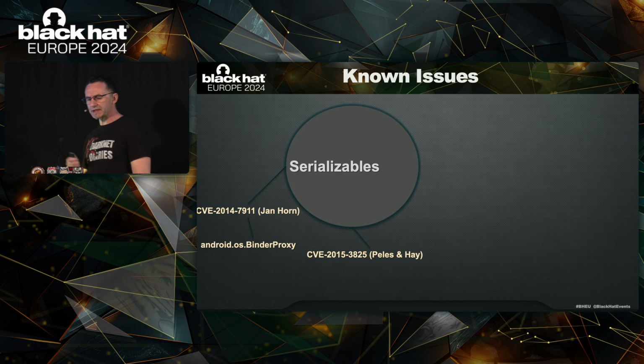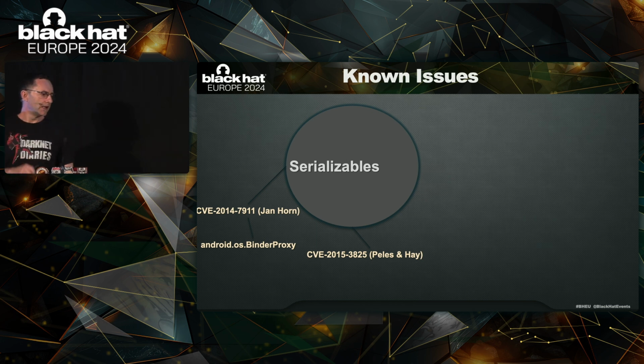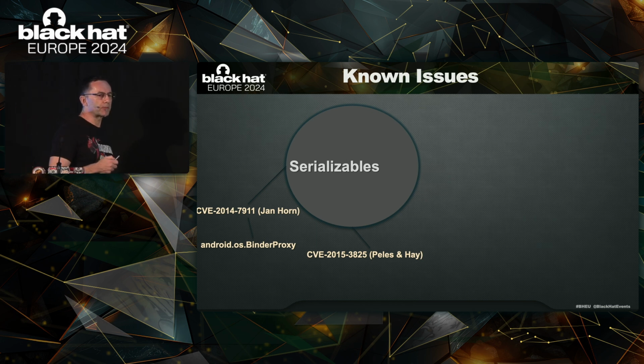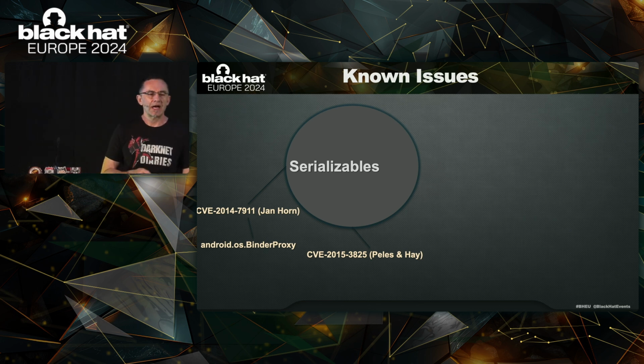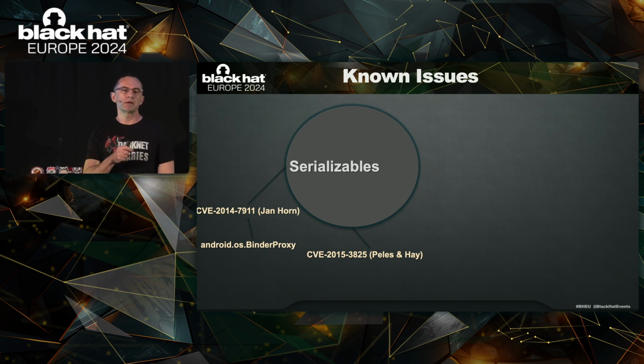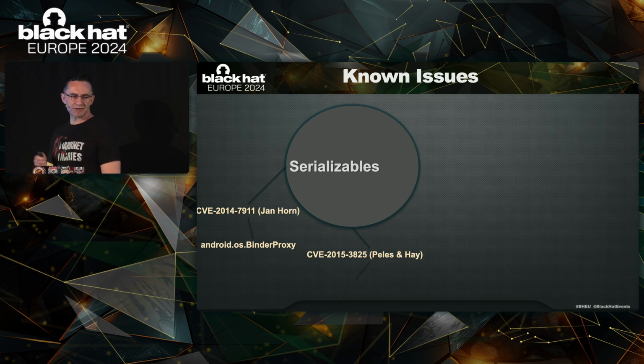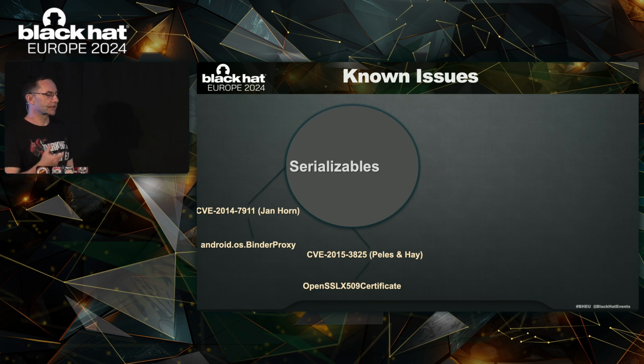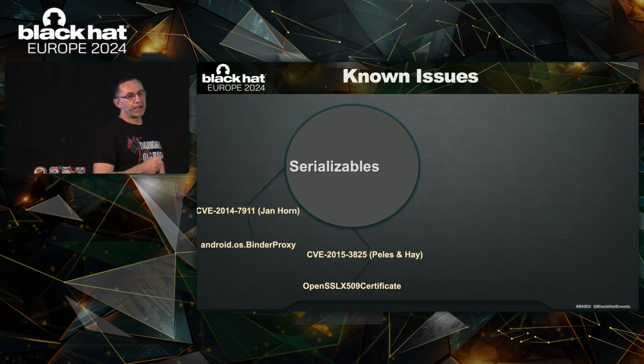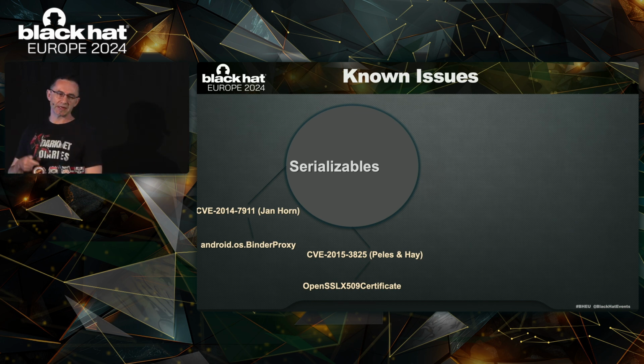A year after, Peles and Hay, in their paper, One Class to Rule Them All, did something similar, highlighting a vulnerability which could once again allow an attacker to get arbitrary code execution with system privileges. This time, the researchers used a non-transient field of this class here, and by getting control of an 18 pointer, they managed once again to get arbitrary code execution with system privileges.